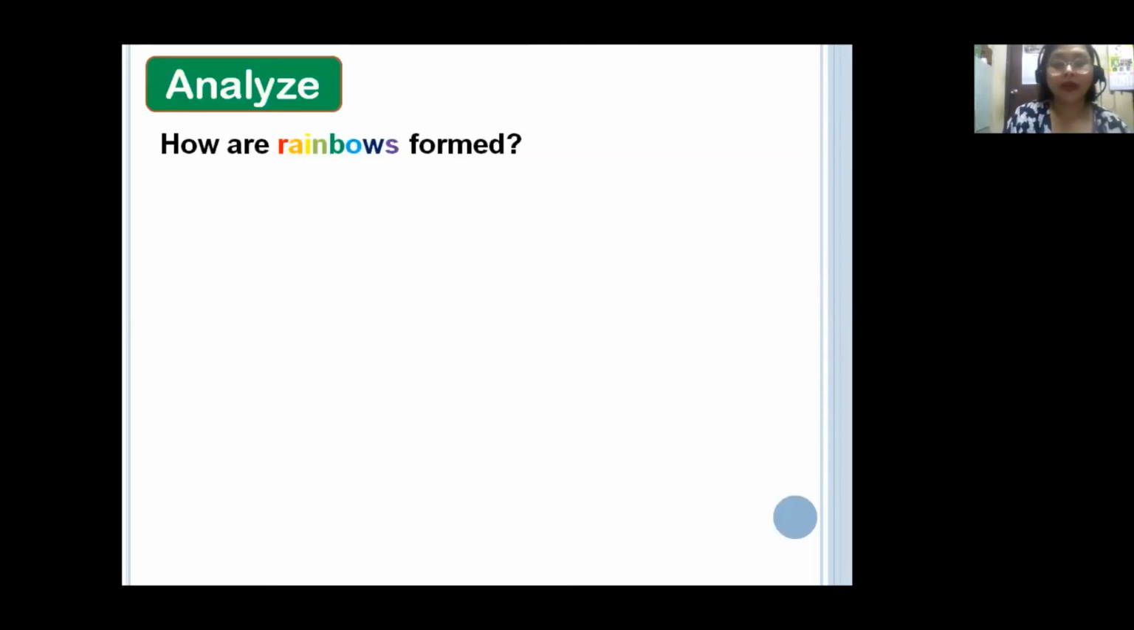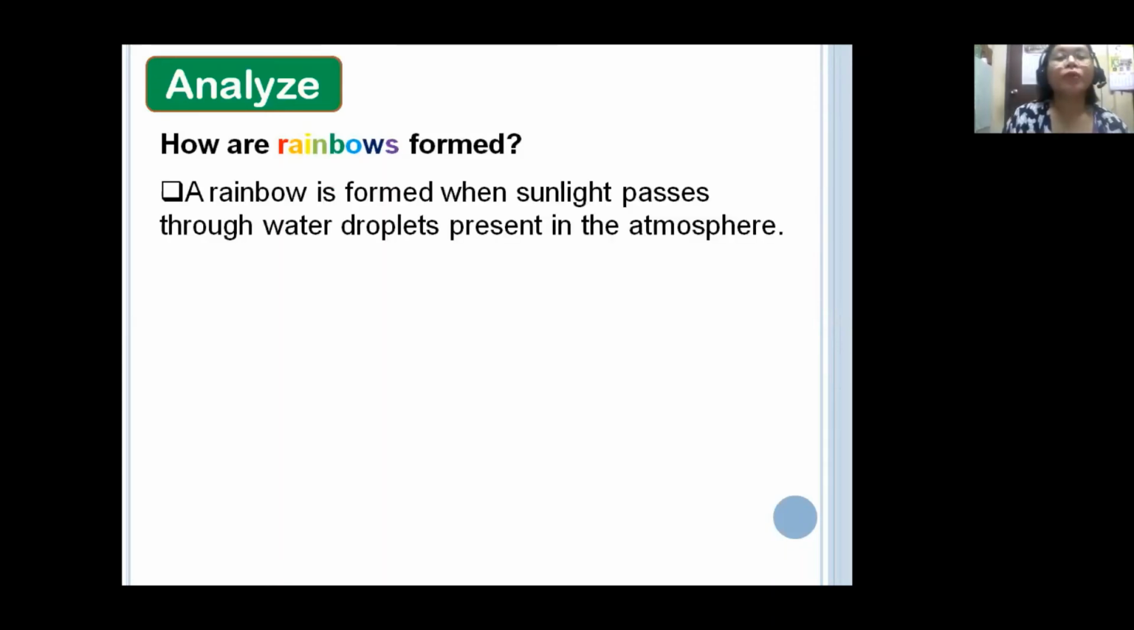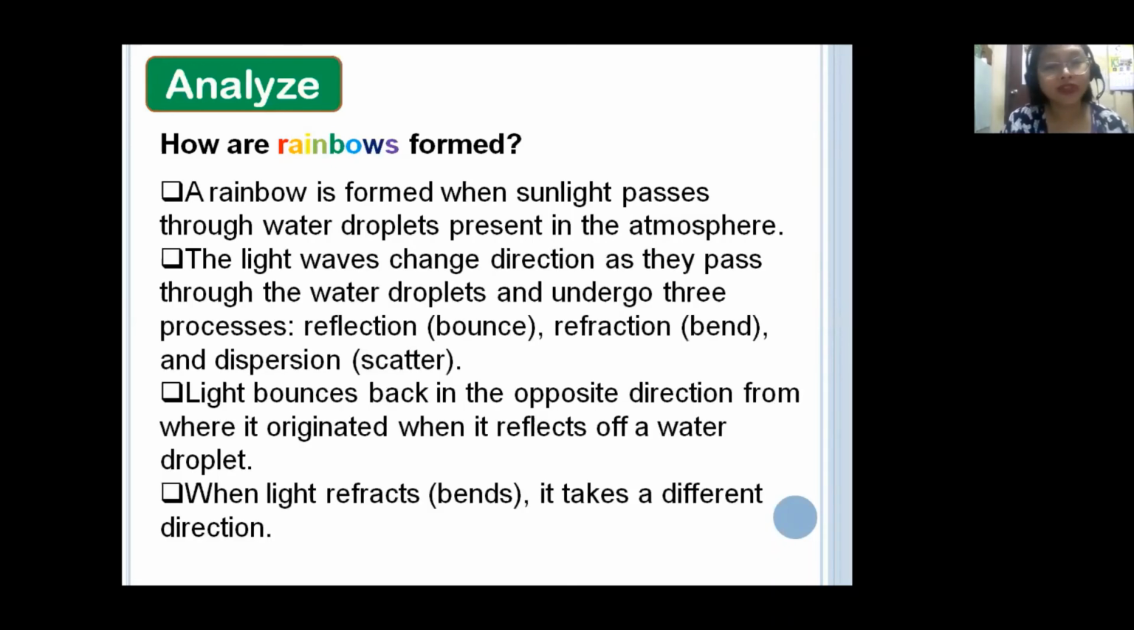All right. So another question: how are rainbows formed? Okay, so let's see. A rainbow is formed when sunlight passes through water droplets present in the atmosphere. Ibig sabihin, there's a rainbow always after the rain. It is because of the water droplets. And then, light will change direction as they pass through the water droplets and undergo 3 processes.